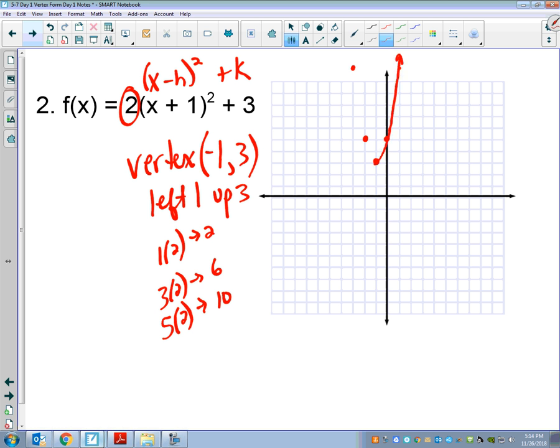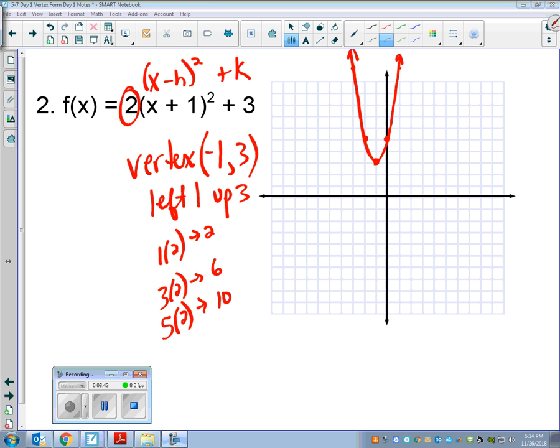So what you should see when there's a number in front like that, it's going to change my graph and make it thinner. Look how much less work I have to do when I graph that, which is why I'm a big fan of vertex form.